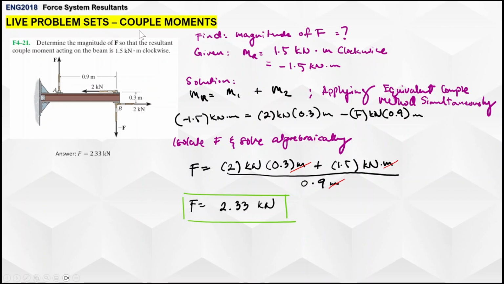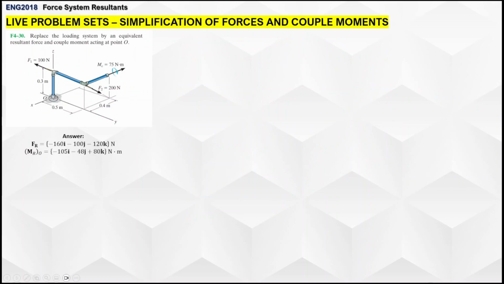Let's try simplification of forces and couple moments. For simplification of forces and couple moments, there are just two requirements here. One is finding the resultant moment. Two, finding the resultant force. And if it's in two dimensions, you also have to find theta, which determines the direction of the resultant force. But when you're dealing with 3D, with Cartesian vector notation, you don't have to find theta anymore, which is good news.